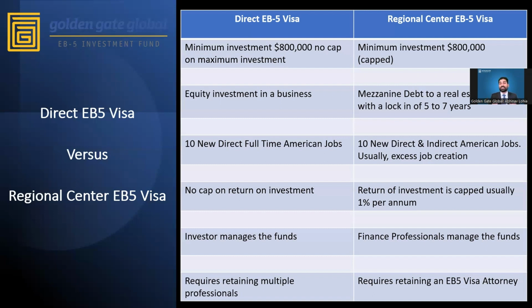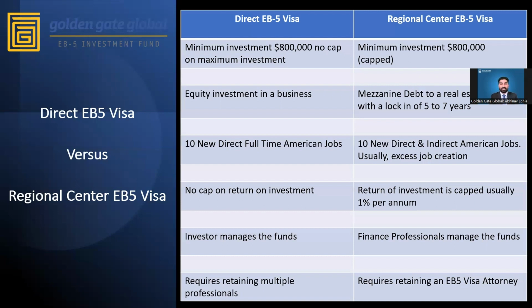One of the biggest advantages of direct EB-5 versus regional center is that there is no cap on your ROI. You've made an equity investment in a project, in your business, and there is no cap on that. You can earn millions of dollars or not earn anything at all. Whereas in the case of a regional center model, because it is going in the form of a debt for 5 to 7 years, your return is usually capped at 1% per annum, as regional centers only make money from the spread they get between the money they raise from you and the loan to the developer.